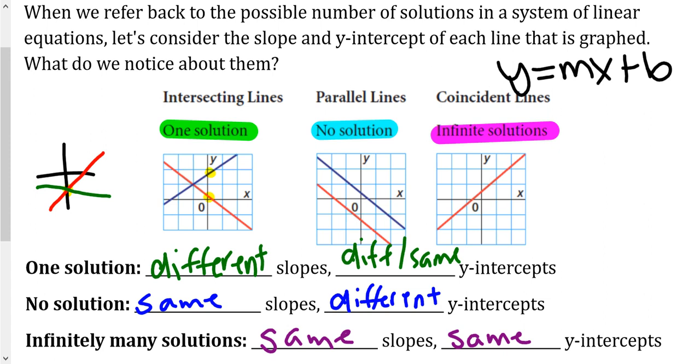As soon as we see that our slopes are the same, then we can look at that y-intercept. We can say, well, is the y-intercept different? Well, then we're actually 2 separate lines, so they'll never meet. Is our y-intercept the same? That means we actually have the same equation twice. It might look a little different, and we'll see what that looks like.